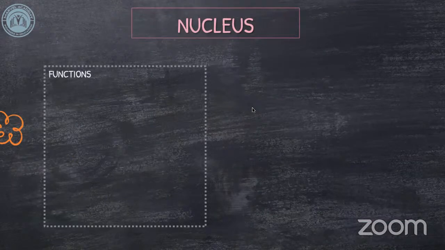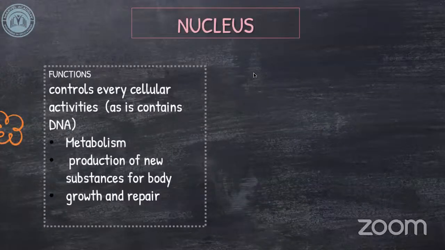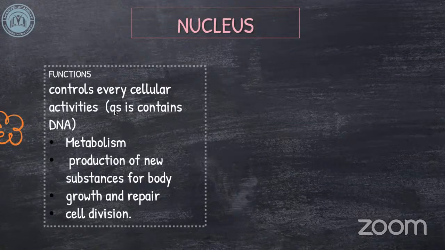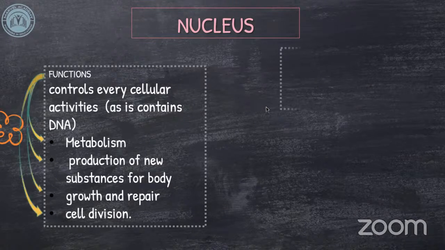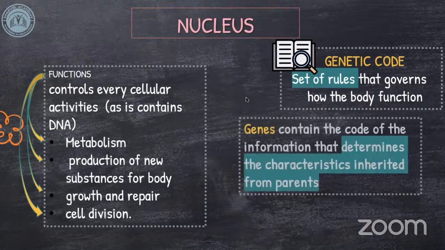Next one is nucleus continuation. So let's try to recap. It controls every cellular activity, right? Because it contains the DNA. I told you DNA contains all the necessary information to run a cell. So what are the activities? Metabolism, production of new substances, growth and repair, cell division, right? And then the genetic code we spoke about is the set of rules that governs how the body functions, maybe like for the production of a necessary protein, right?